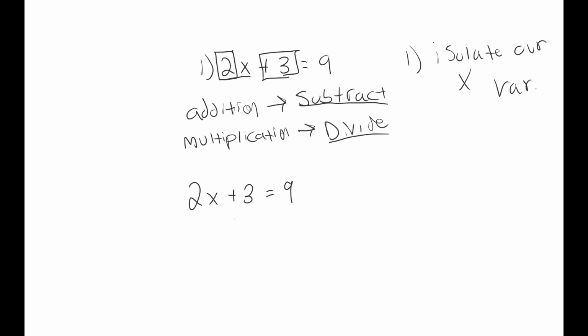So I'm going to use the subtraction property of equality, and I'm going to subtract 3 on both sides. And I'm choosing to subtract 3. I can subtract any number that I want, but subtracting 3 is the only thing that's going to get rid of this 3 in our equation. And that leaves me with 2x is equal to 6.